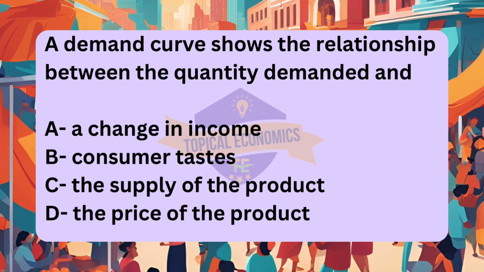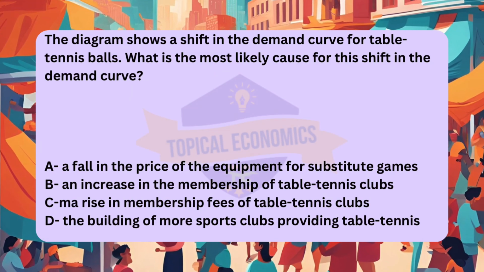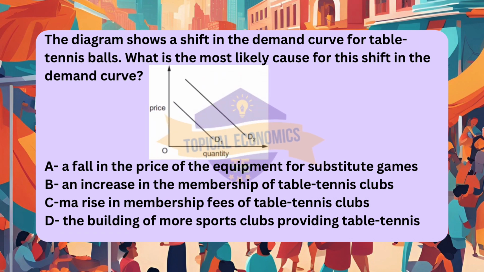A demand curve shows the relationship between the quantity demanded of a good and its price. It represents how much of a product consumers are willing and able to buy at different price levels, assuming all other factors, like income, tastes, etc., remain constant. Moving to question 12. The diagram shows a shift in the demand curve for table tennis balls. What is the most likely cause for this shift in the demand curve?